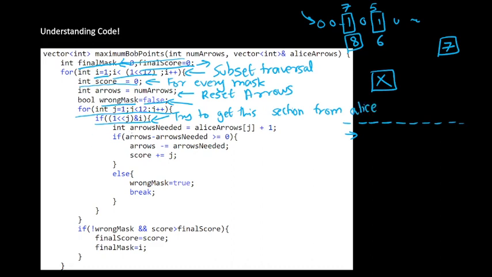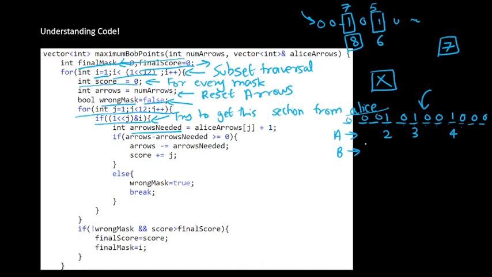So how many arrows do you need to win that section? Let's just say a trial mask. Okay, 0, 1, 2, 3, 4, 5, 6, 7, 8, 9, 10, 11. Let's just say this is the mask, and this is Alice's score. Alice used 2 for this, 3 for this, 4 for this. Now this is Bob's. This is a trial mask. We are basically iterating over this mask. Suppose we are trying to make this mask the maximum one.